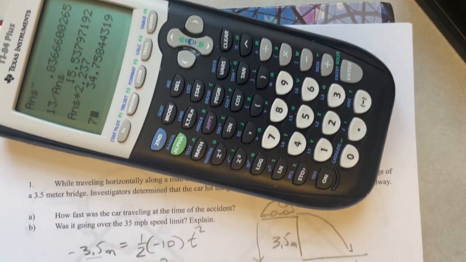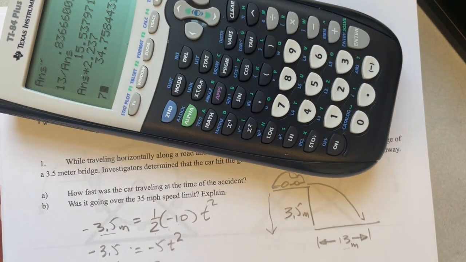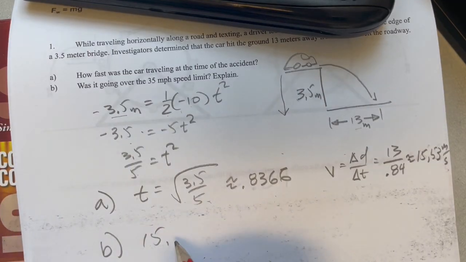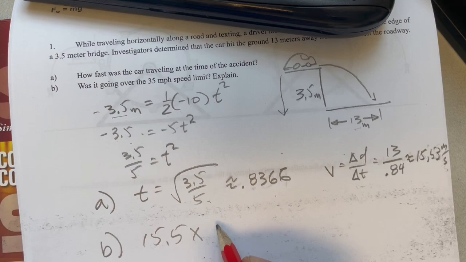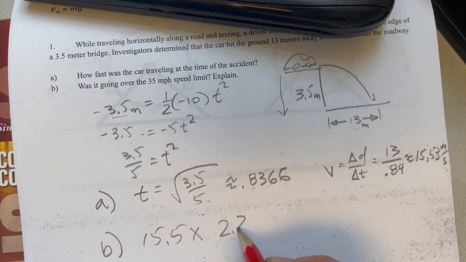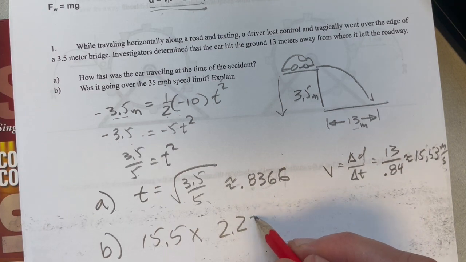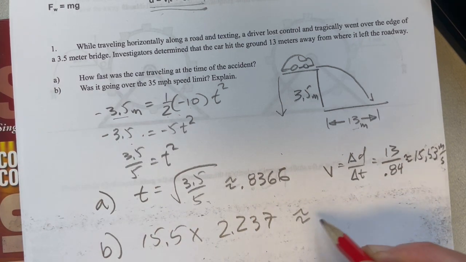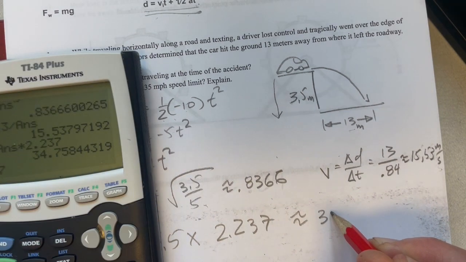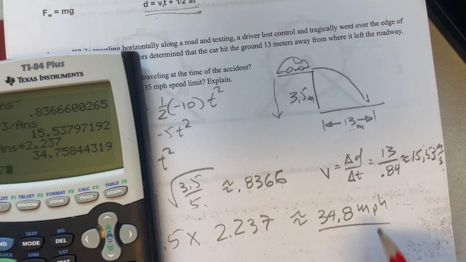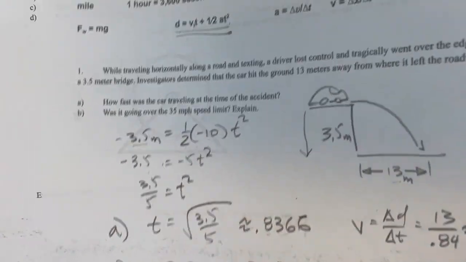Okay, so that's part A, and then part B is to take that 15.53 and multiply by 2.237, and that's approximately 34.8 miles per hour. Okay, so that is the first one.